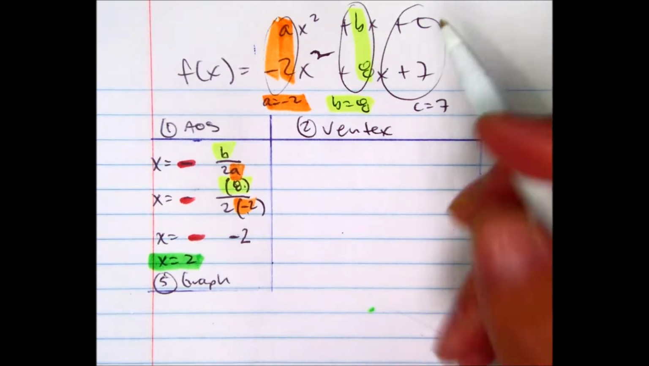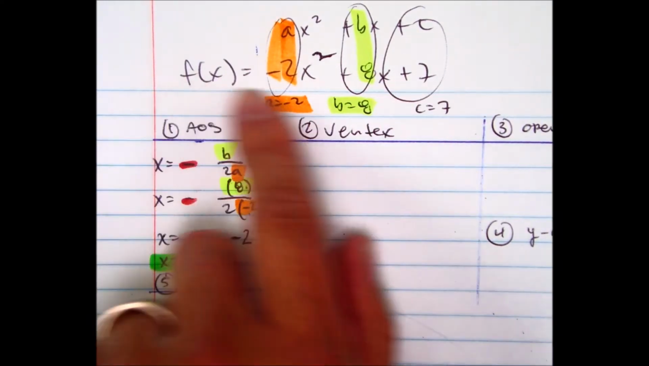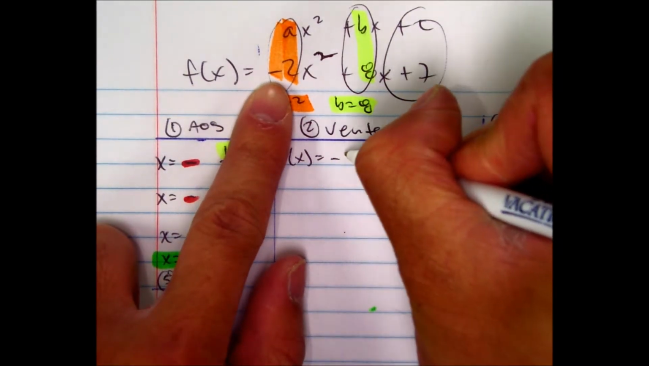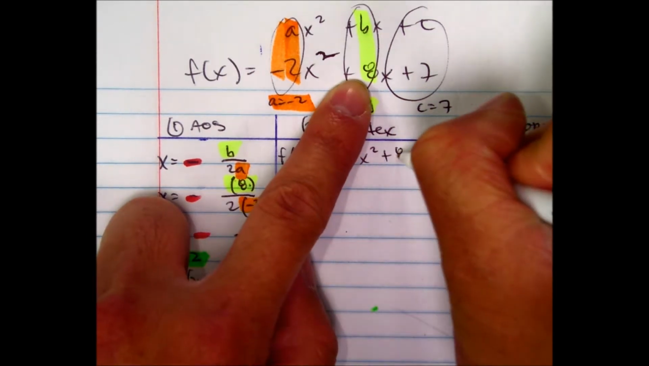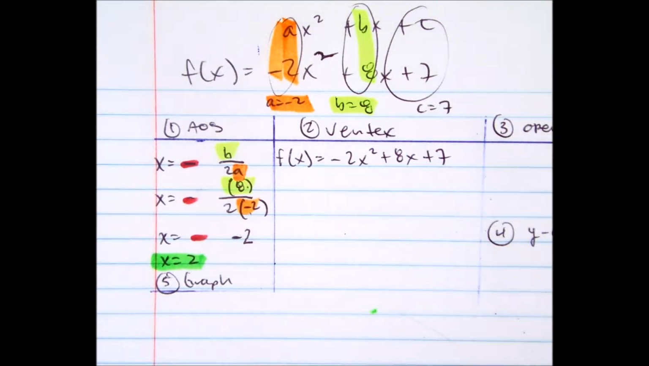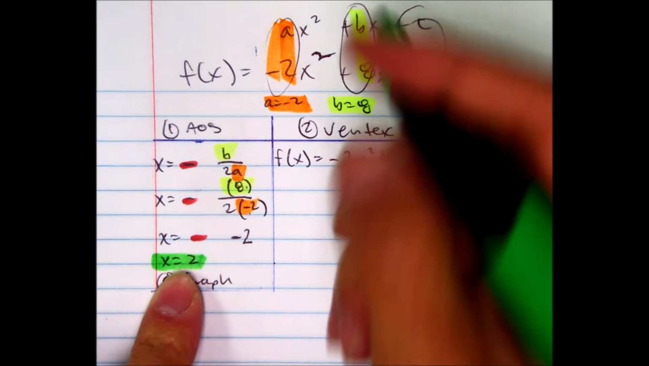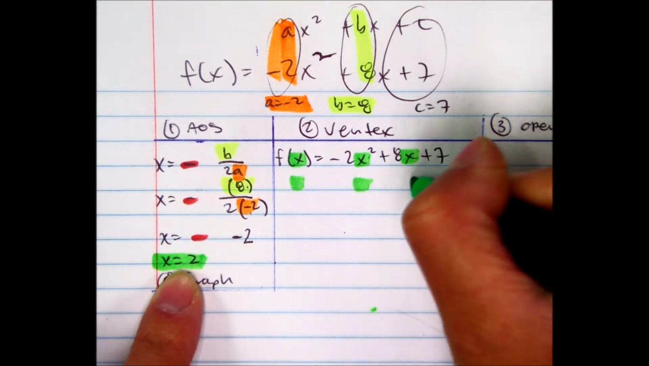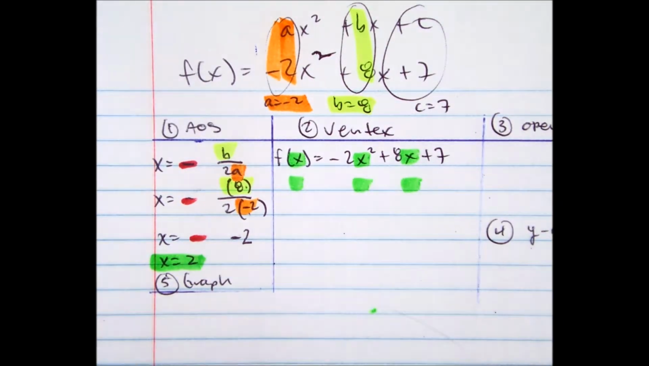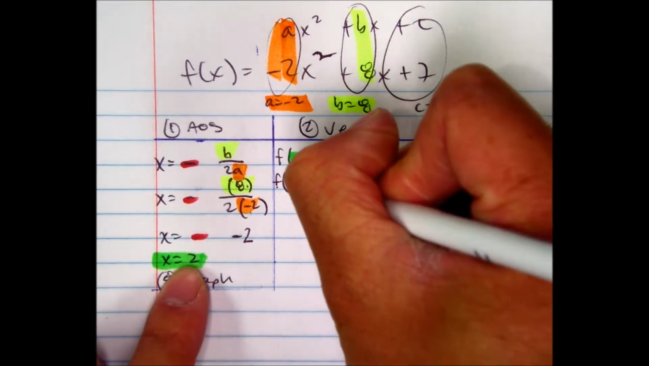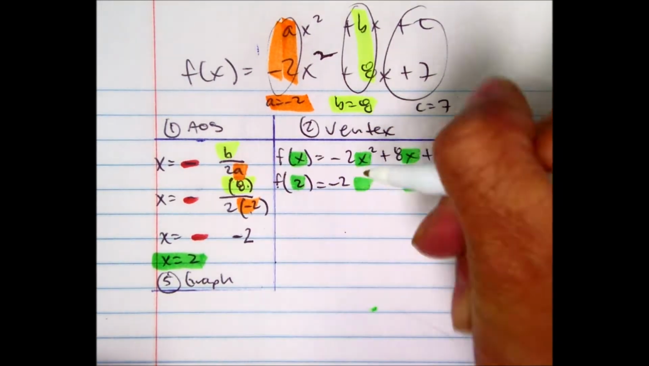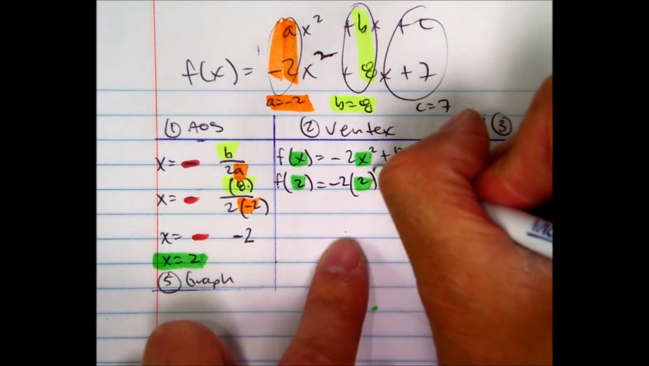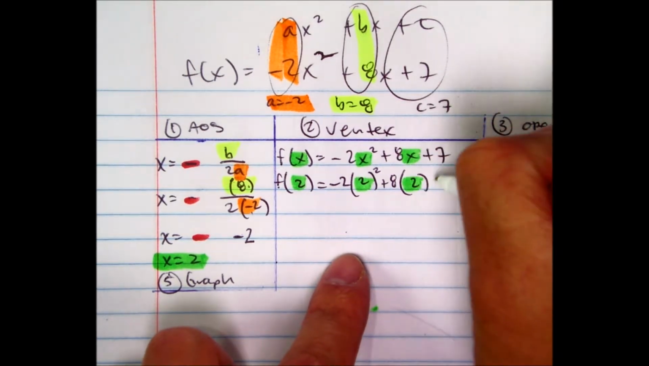Okay. The next thing I need to do is find my vertex. So all I have to do is copy this in function notation. So I'm going to copy that. F of x equals -2x squared plus 8x plus 7. And what I'm going to do now is replace every x value, put that in green, with a value of 2. So I have f of 2 equals -2 times 2. Notice again the substitution I'm putting in parentheses. So squared plus 8 times 2 plus 7.